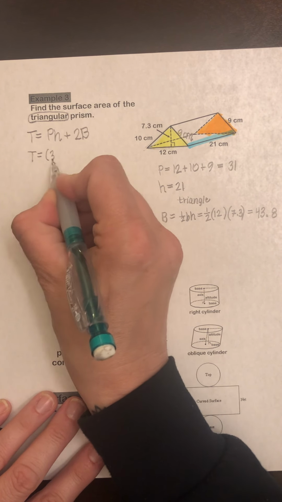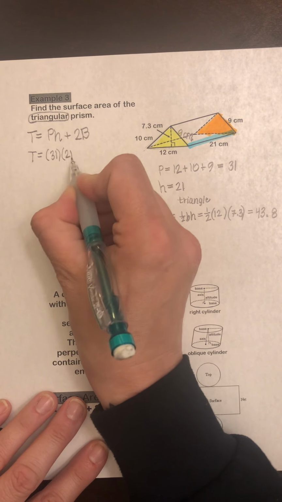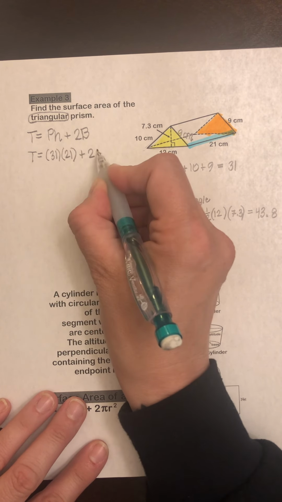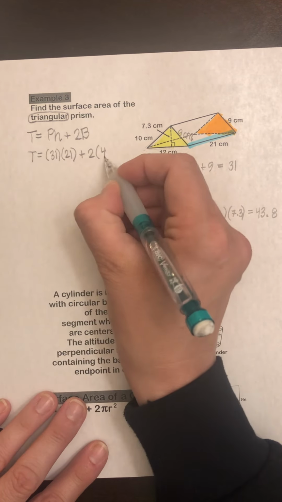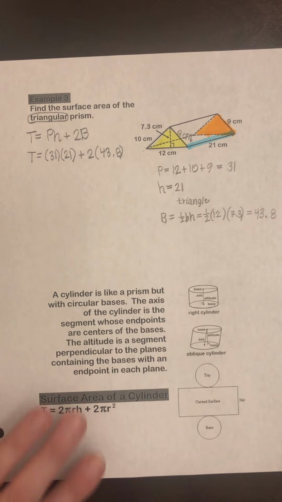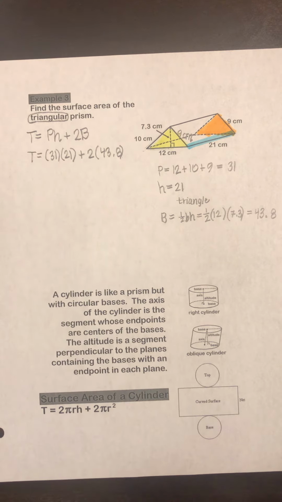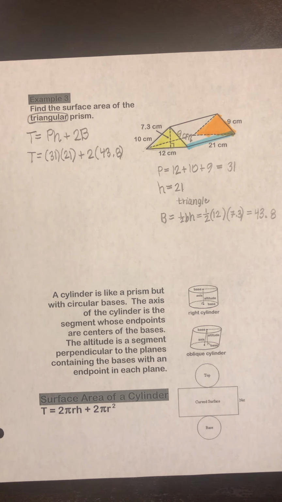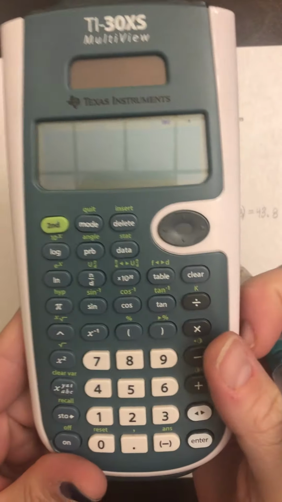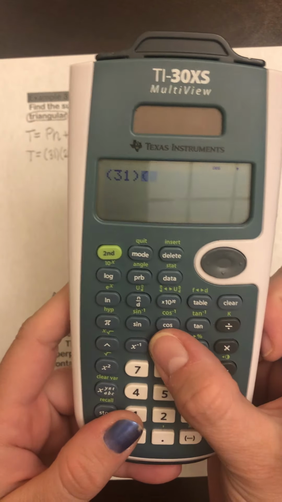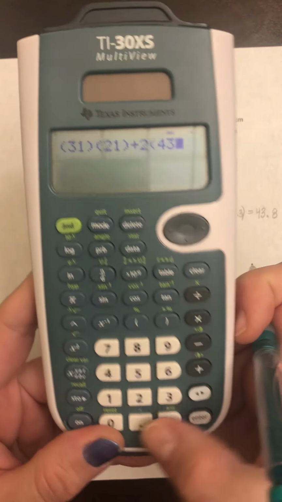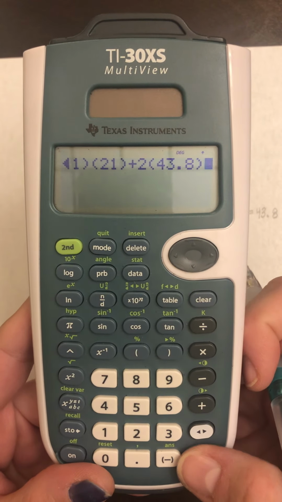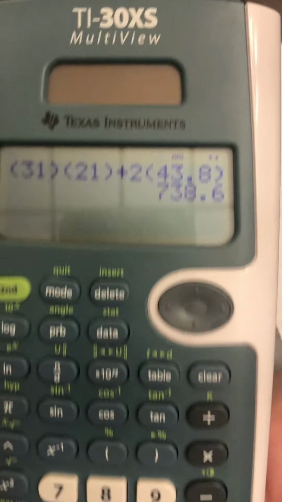So let's plug those numbers in. In place of P, we have 31. In place of H, we have 21. Then we have the 2 because it's part of the formula. And then in place of capital B, we have 43.8. All right, so definitely I'm going to use a calculator for this one. So let me pull out my handy dandy calculator. All right, here we go. So we have 31 for P, 21 for H, plus 2 times B. We said B is 43.8. And I am getting, what is that?